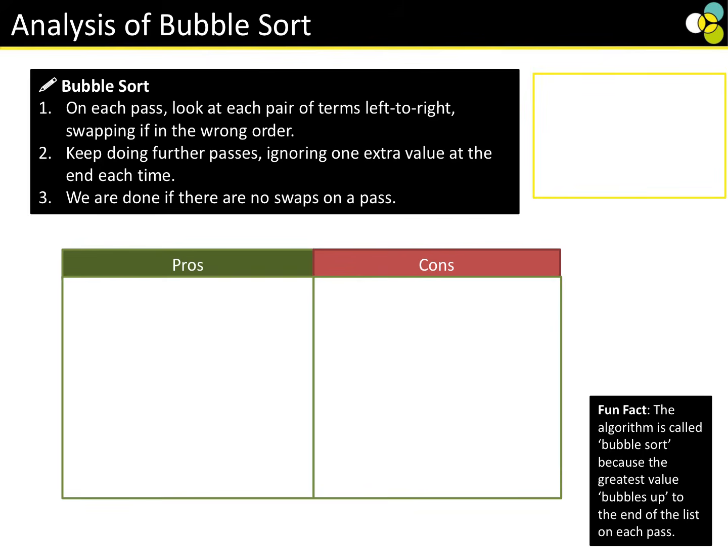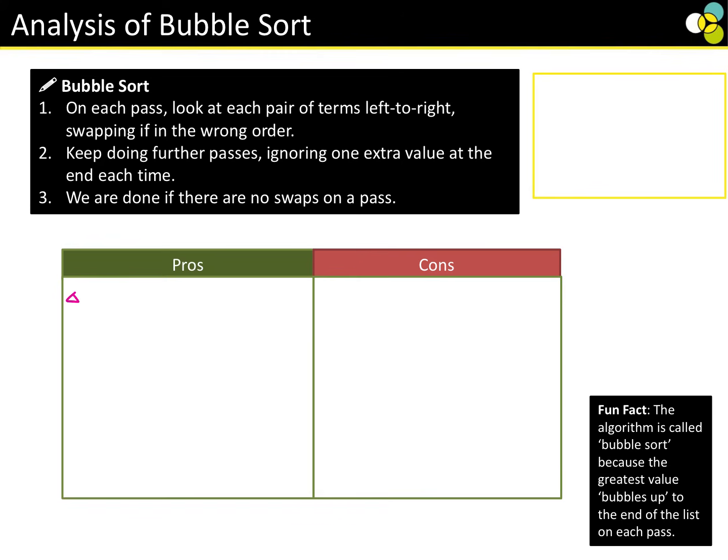So on each pass, look at each pair of terms left to right, swapping if in the wrong order. Keep doing further passes, ignoring one extra value at the end each time, and you are done if there were no swaps on a pass. Okay, I want you to think about the pros and cons of this. I'm going to give you 2 minutes and then we're going to talk through it.